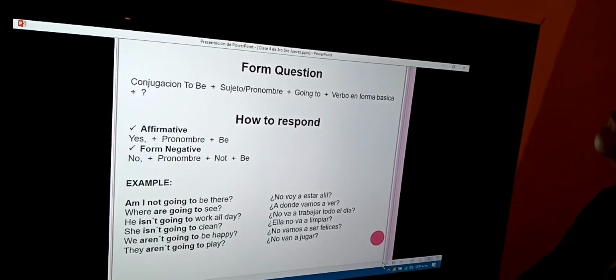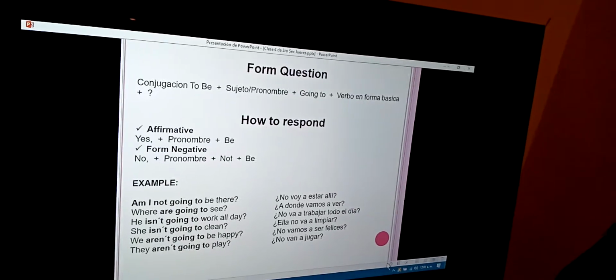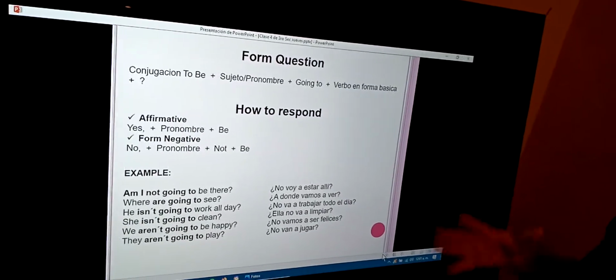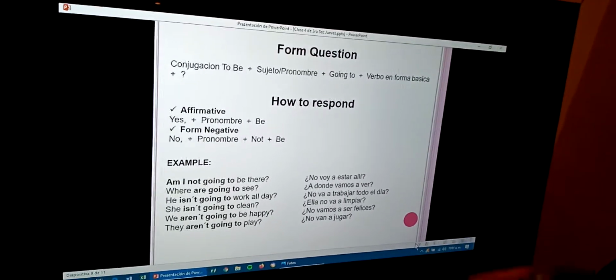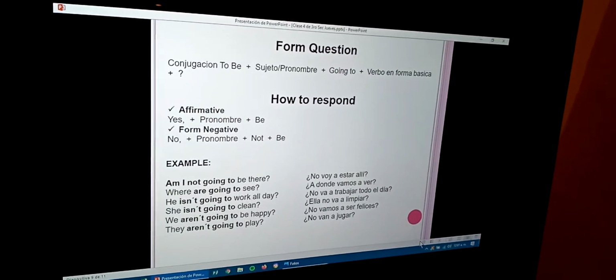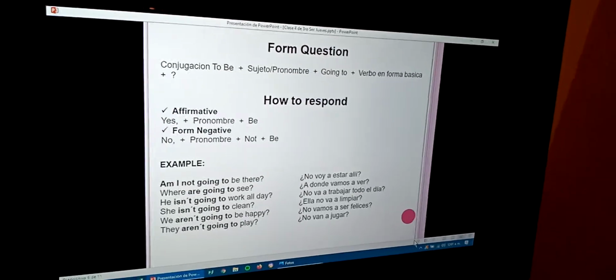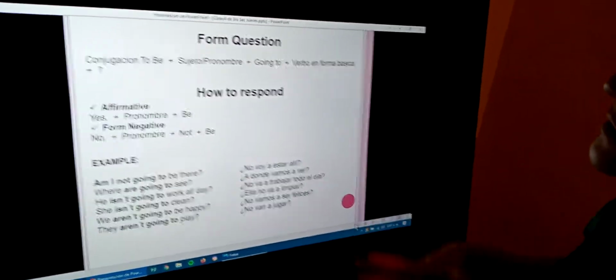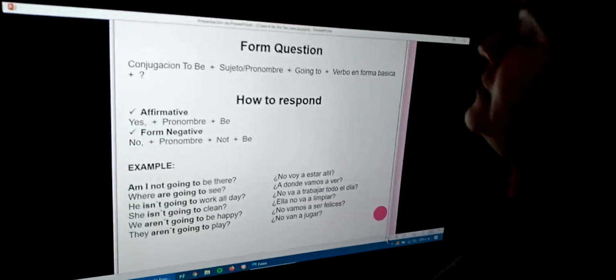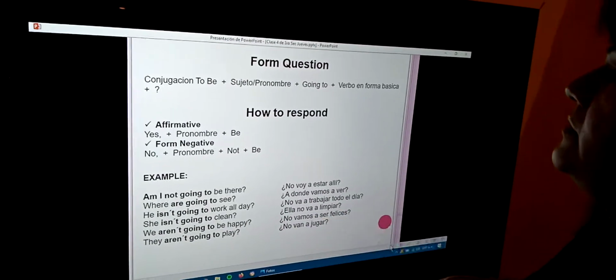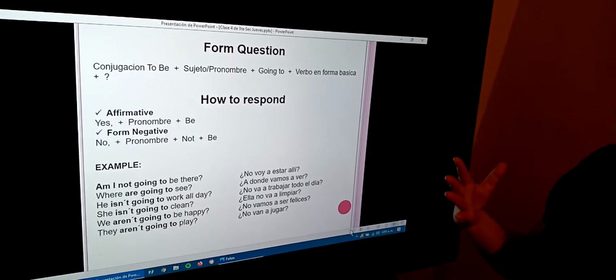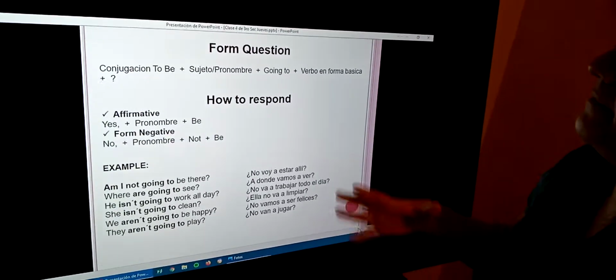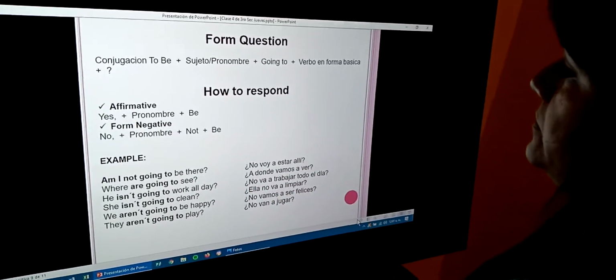See, how to use is conjugation to be, subject pronoun, going to, verb and form basic, and complement. And how to respond? How to respond is affirmative, is yes, pronouns, and be. And for negative is no, pronouns, and not, and be. And this is the examples, okay?